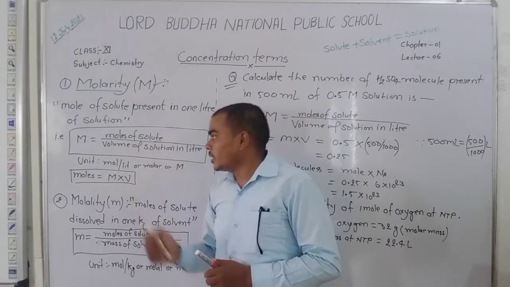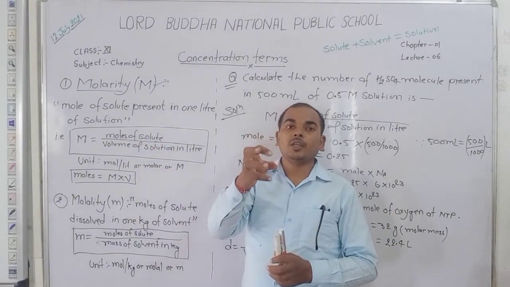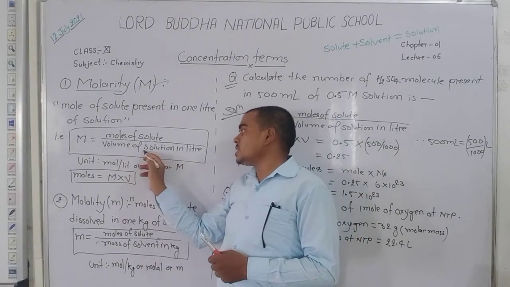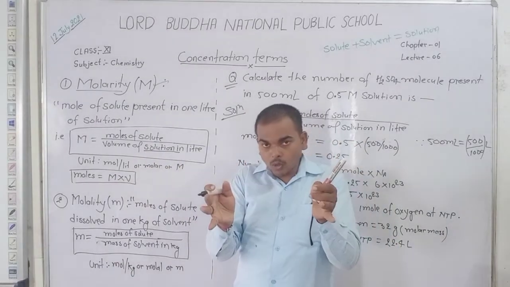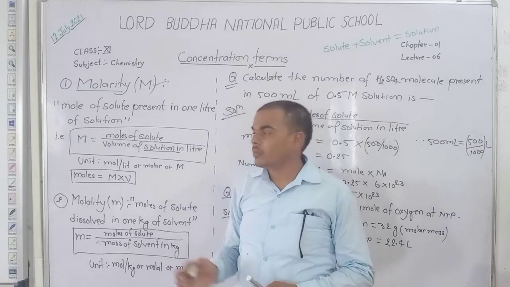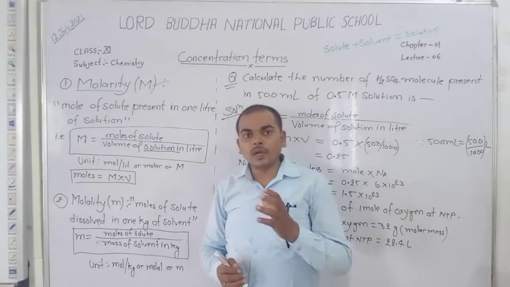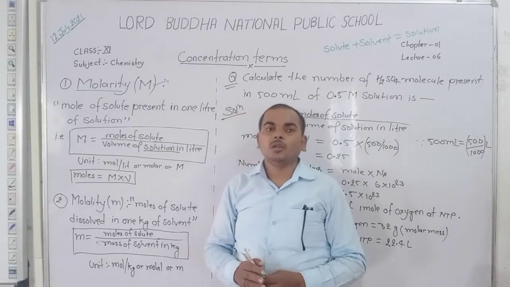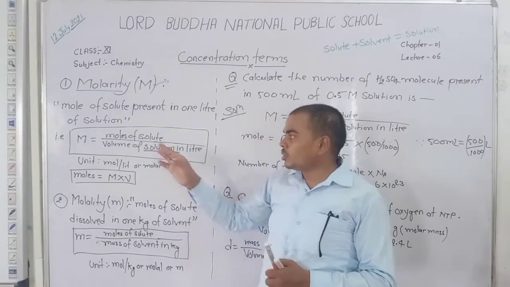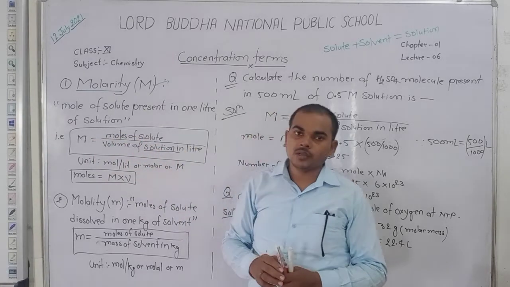Here, moles of solute means the smaller quantity component, upon volume of solution. The solution means volume of solute plus volume of solvent. When you calculate the molarity in a given question, you put the formula: molarity is equal to moles of solute upon volume of solution in liter.